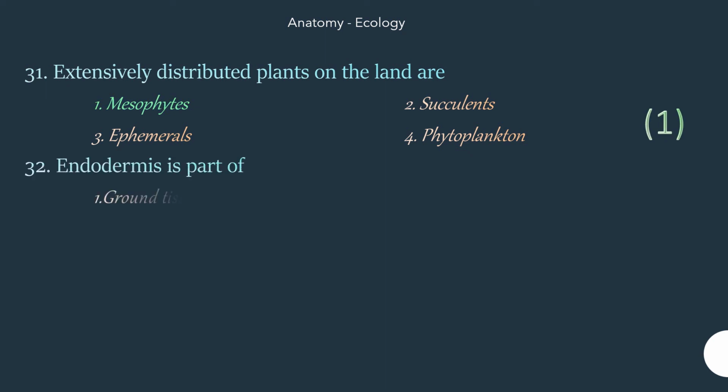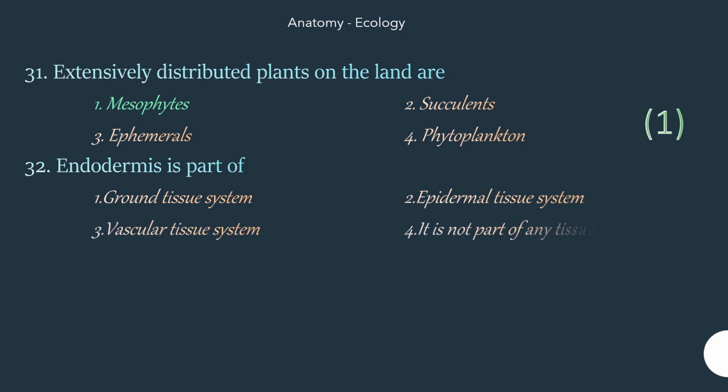Endodermis is part of: ground tissue system, epidermal tissue system, vascular tissue system, and fourth one, it is not part of any tissue system. The answer is 1. Endodermis is part of ground tissue system.